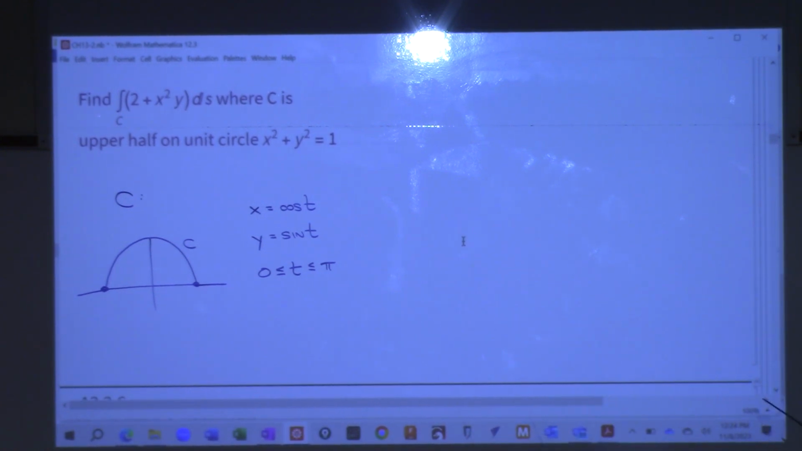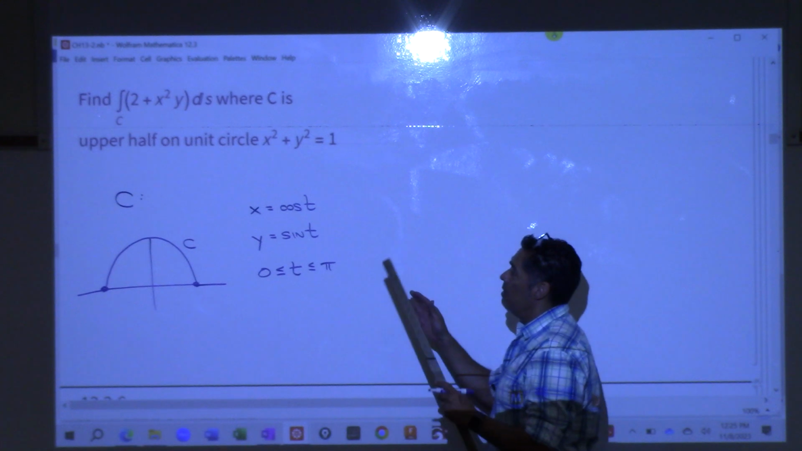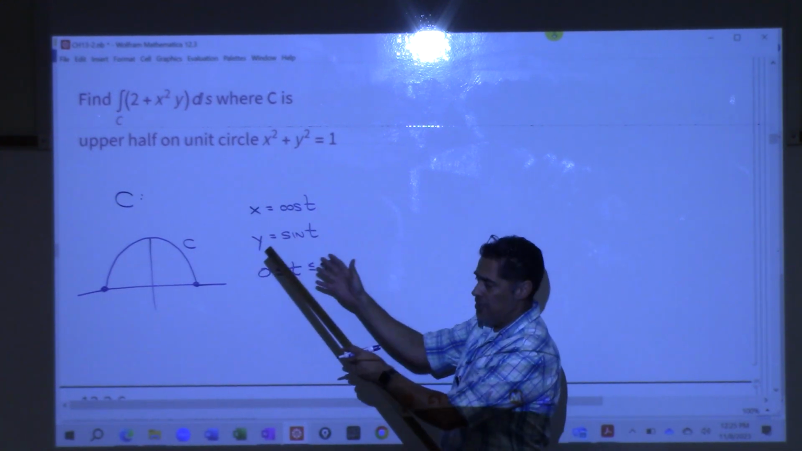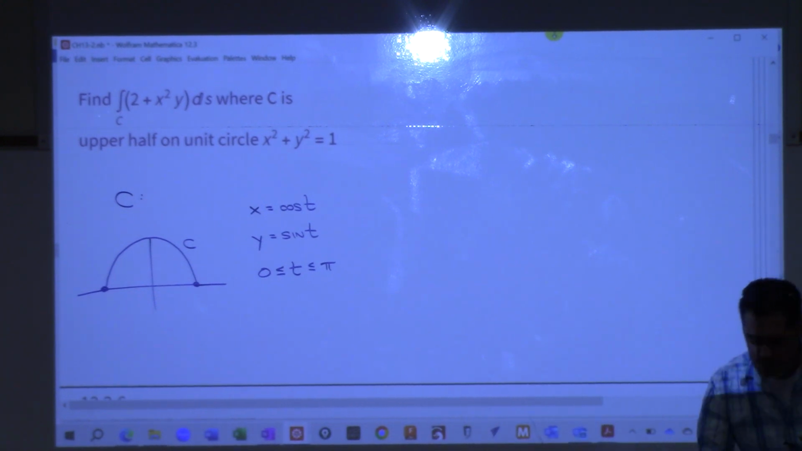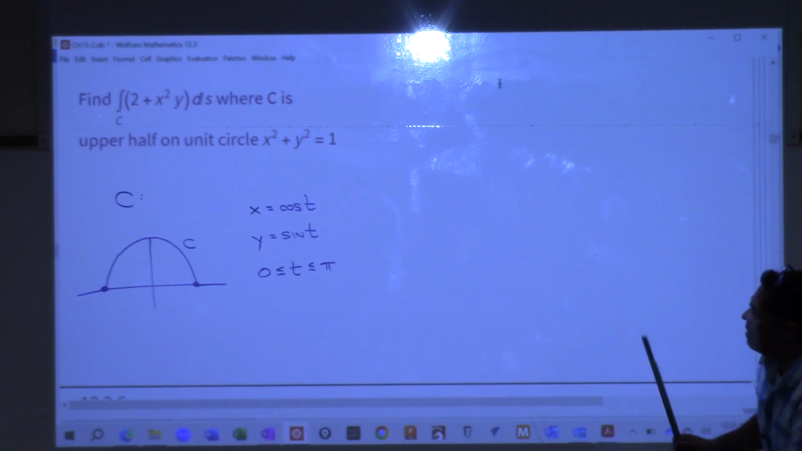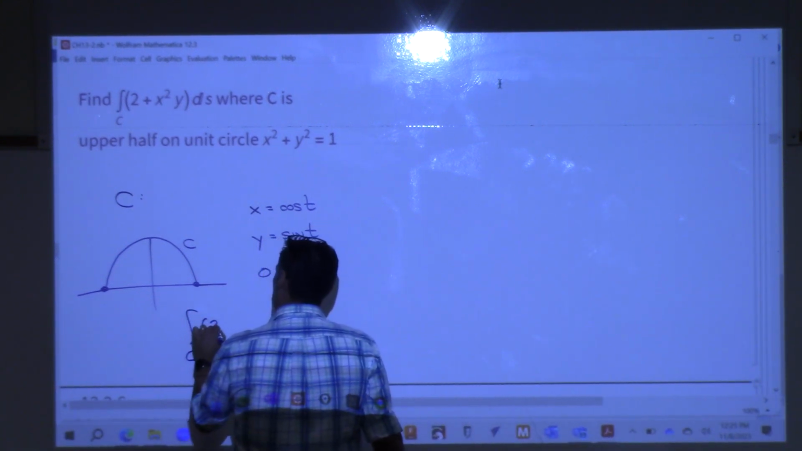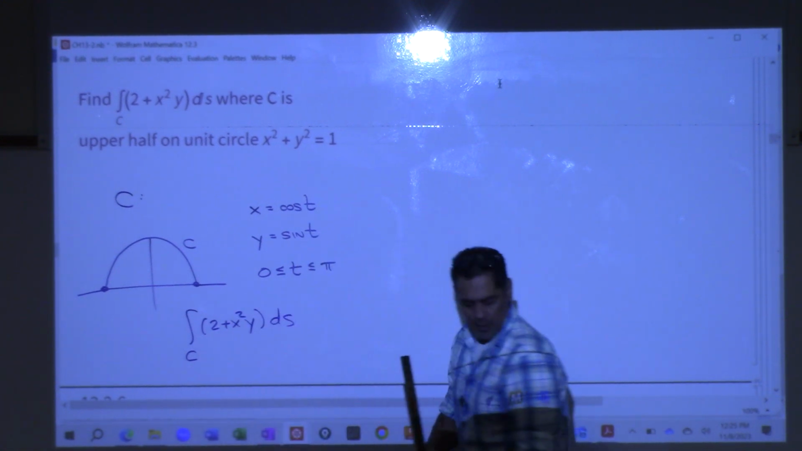No, not yet. All right, so there's my parametric equations that draw that curve, right? That's it. So now what I need is the actual formula for this. Let me write the integral down here. I'm doing the line integral over C of 2 plus x squared y ds.